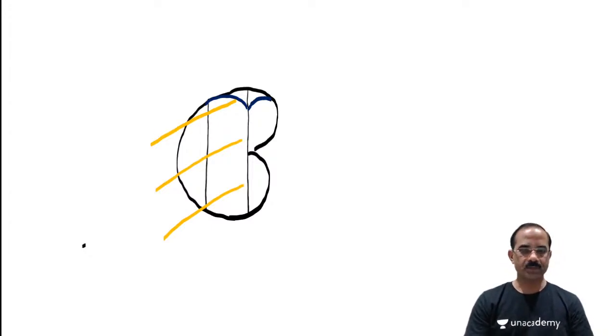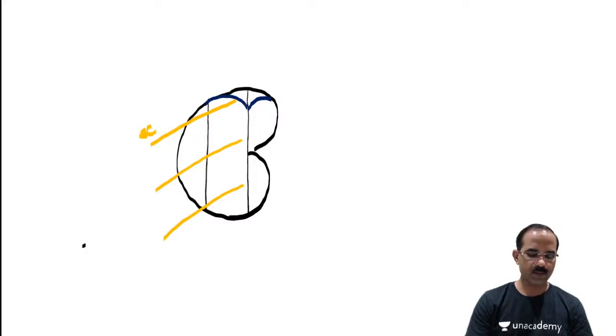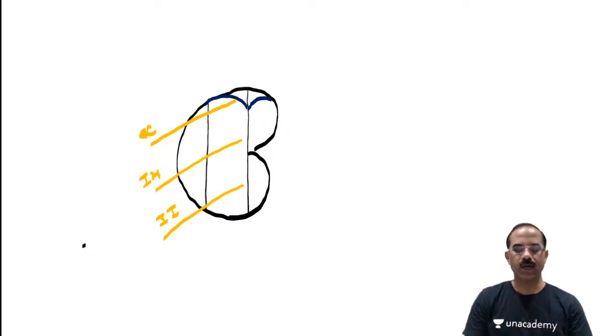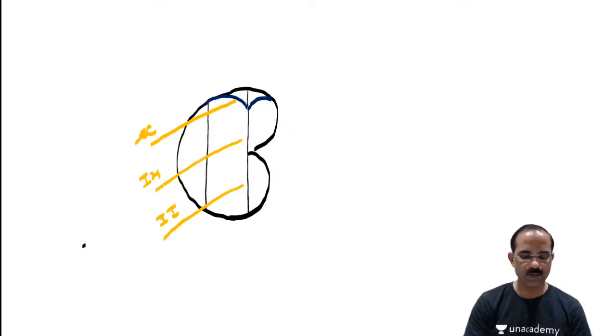Anyone? That's a subcostal nerve. That's the iliohypogastric and that's the ilioinguinal. So subcostal, iliohypogastric, ilioinguinal nerve. So these are the three nerves.